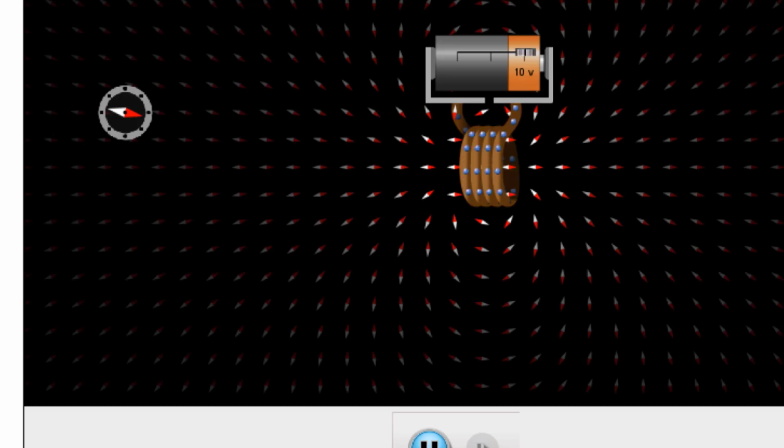So if you wanted a strong electromagnet, well, you could get a higher voltage battery that would push more current through, that would make more magnetic field. Or you could just add more loops.